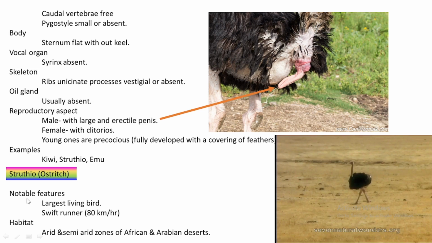What's a notable feature of this ostrich? It is the largest living bird. And it is a swift runner. Swift means very fast. What about its speed? 80 kilometers per hour. It's the speed of that ostrich. Regarding the habitat, they live in arid and semi-arid zones of Africa and Arabian deserts. They can commonly be located in these dry areas.